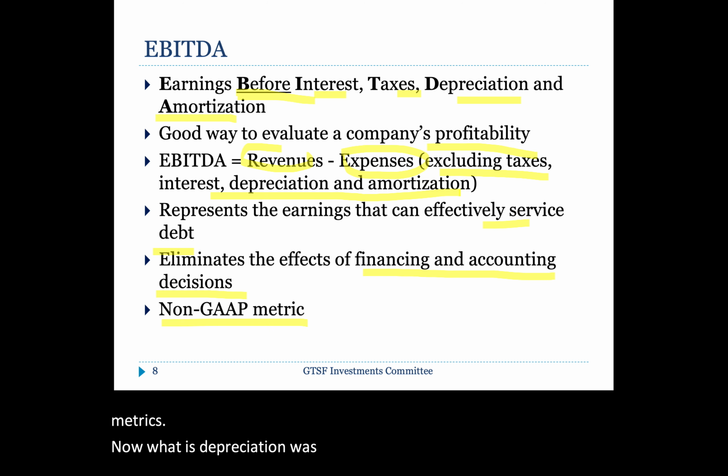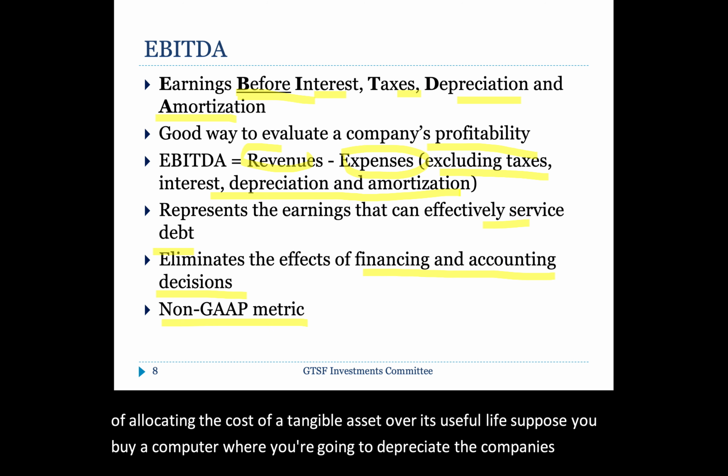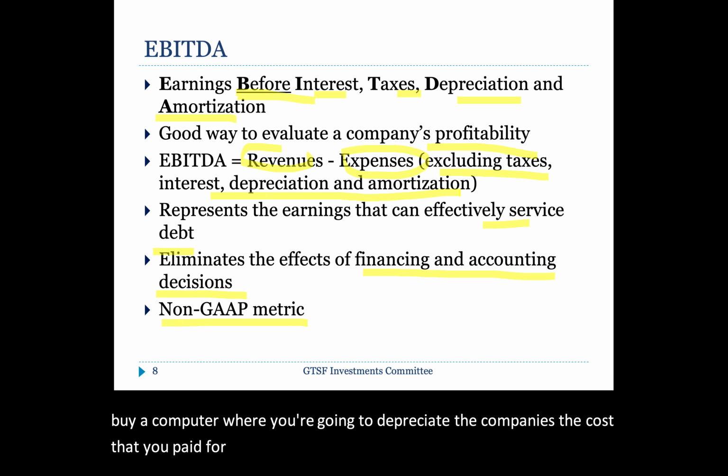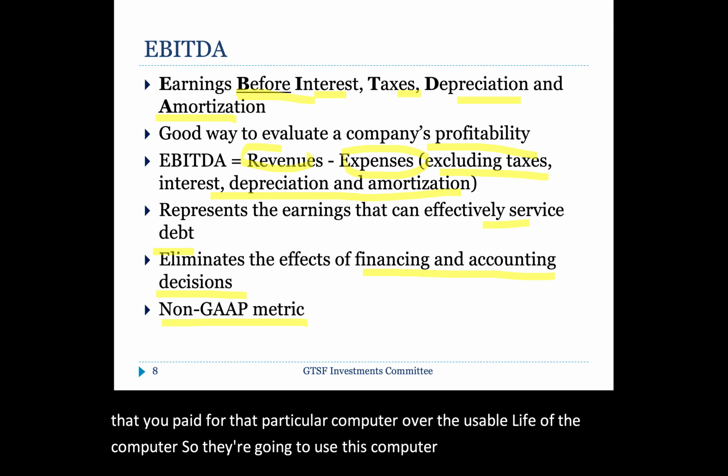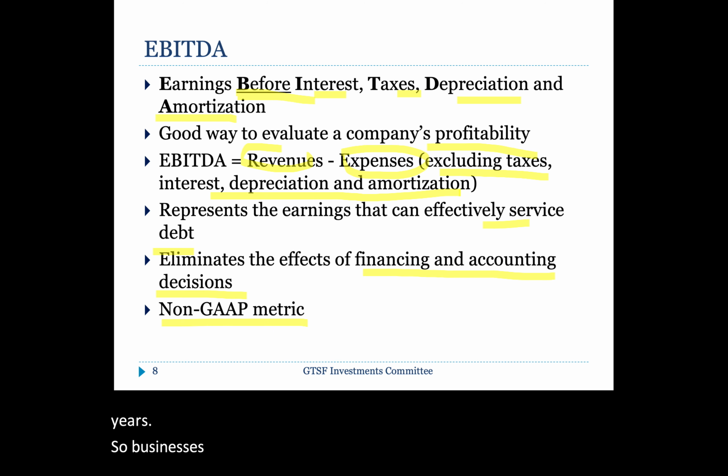So depreciation is a method of allocating the cost of a tangible asset over its useful life. So suppose you buy a computer, right? You're going to depreciate the cost that you paid for that particular computer over the usable life of the computer. So say they're going to use this computer for 5 years, you can claim depreciation on that tangible asset over a period of 5 years.